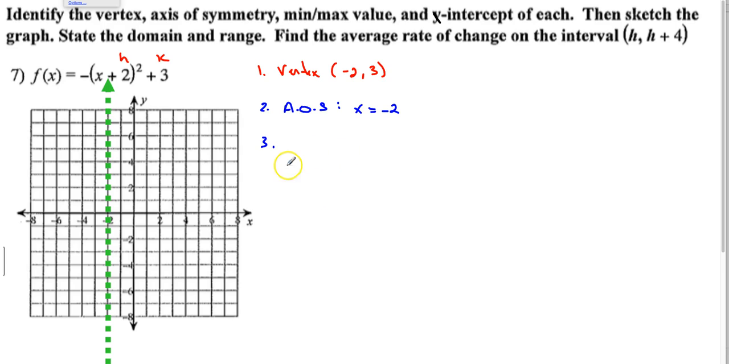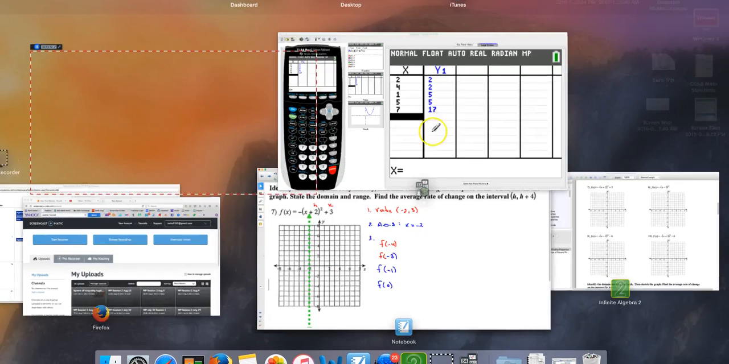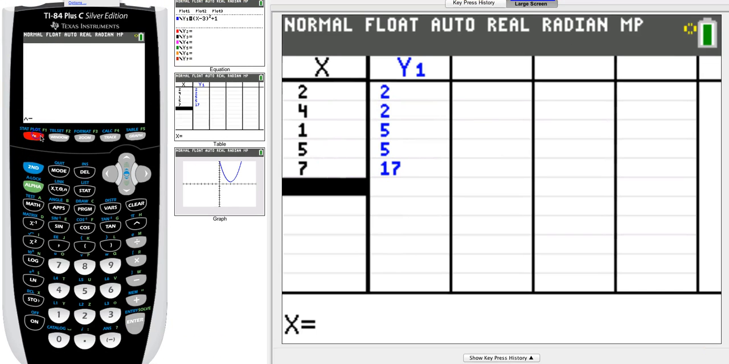All right, so I'm going to find what is f of -4 and f of -3. Those are 2 values to the left. Now let's go 2 values to the right: f of -1 and f of 0. All right, let's put this into my calculator. I'm going to go back to y equals.